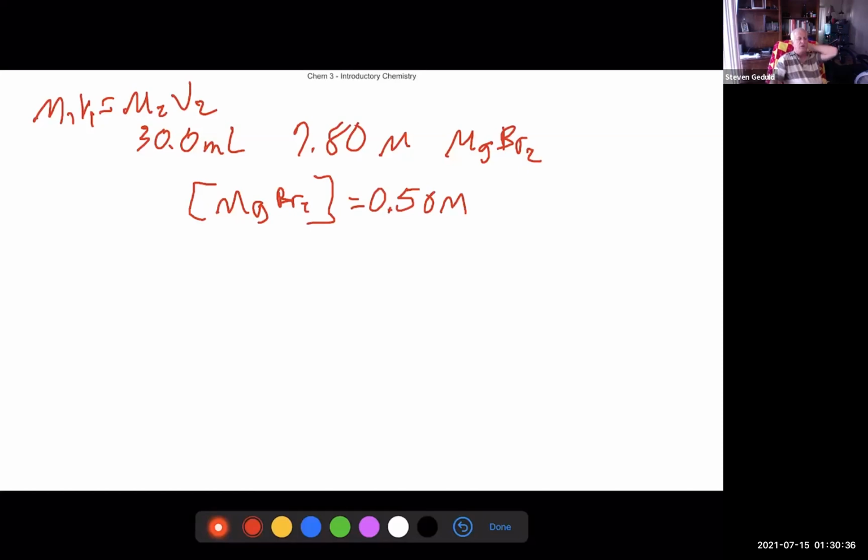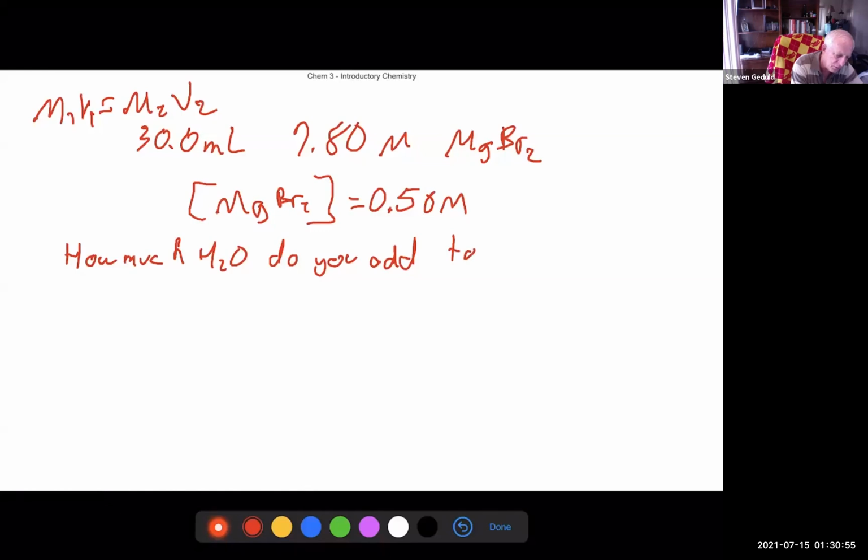So what volume, how much water? So the question would read, how much water do you add to your existing solution, your 30 milliliters of 7.8 molar magnesium bromide, to get a 0.50 molar solution? We've gone from 7.8 down to 0.5, so we're diluting it, right? You start at 7.8, 0.5 is a lot less. So how much water do you add to make it 0.5?